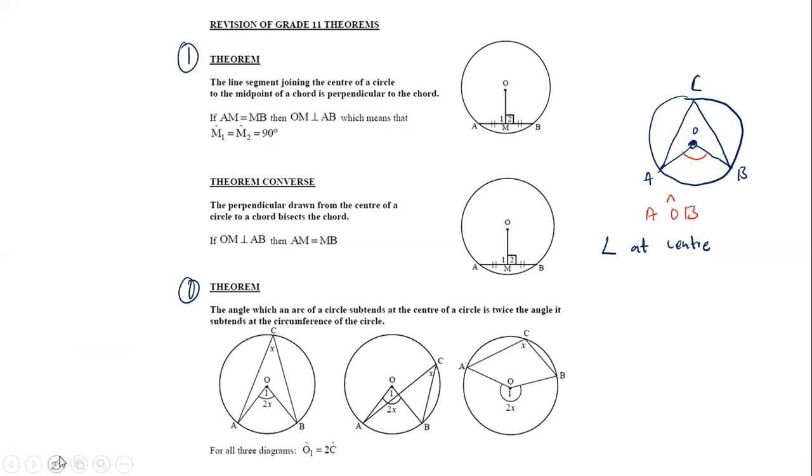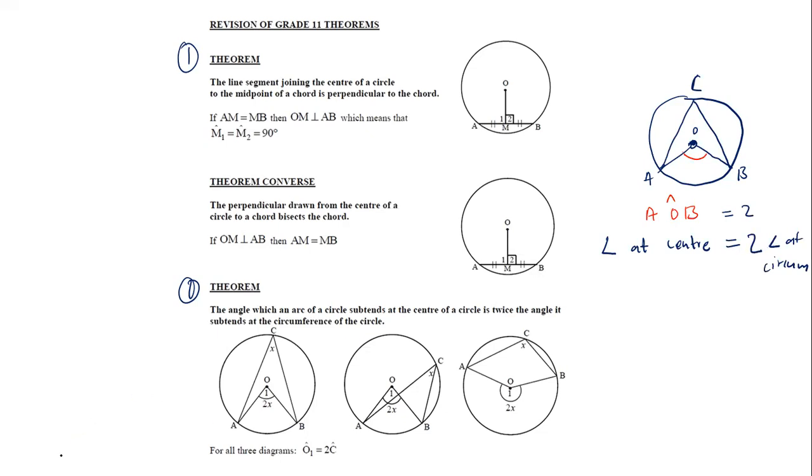So this theorem says that angle at center is twice which angle? Angle at center is 2 times angle at circumference. It states that angle at center is twice angle at the circumference.